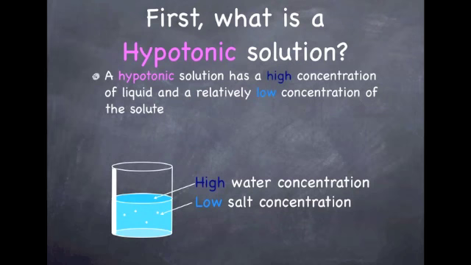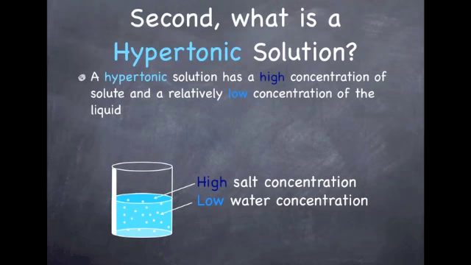First of all, what is a hypotonic solution? A hypotonic solution has a high concentration of liquid and a low concentration of solute. As you see in the picture below, the high concentration of water, represented as blue, is much greater than the low concentration of salt, shown as the little white dots.